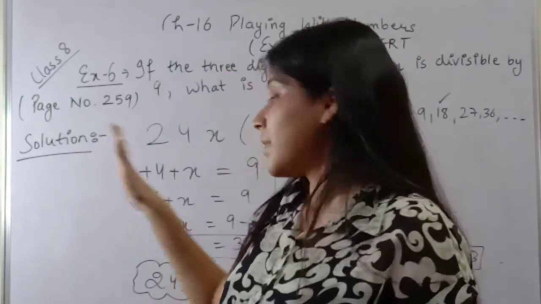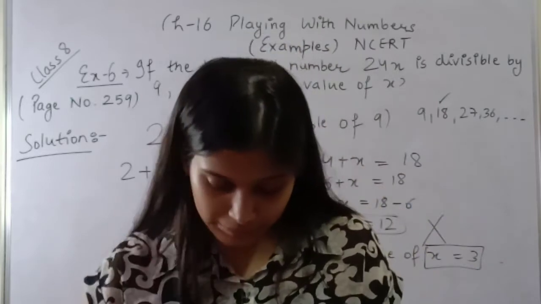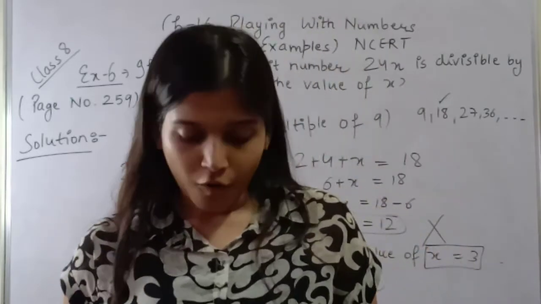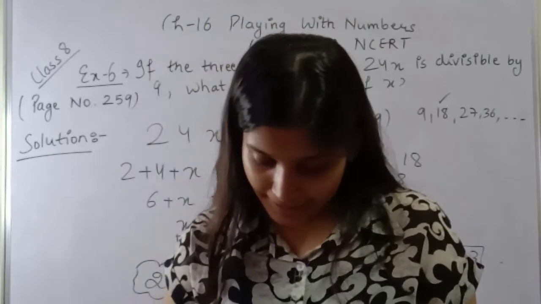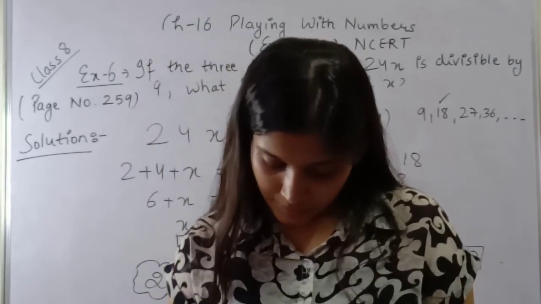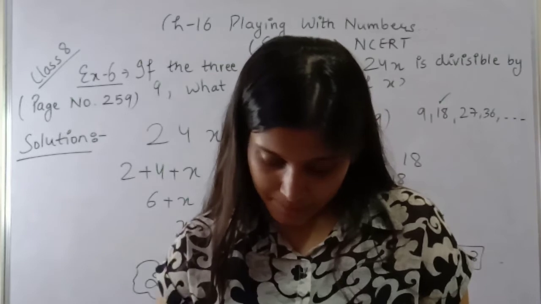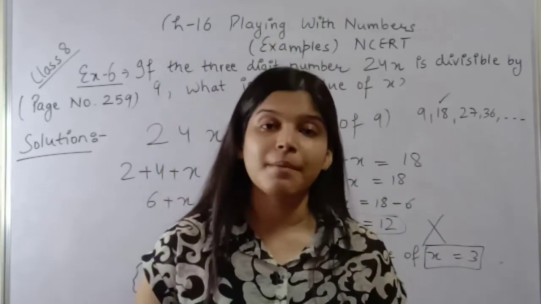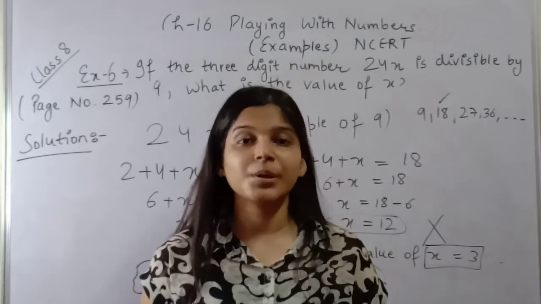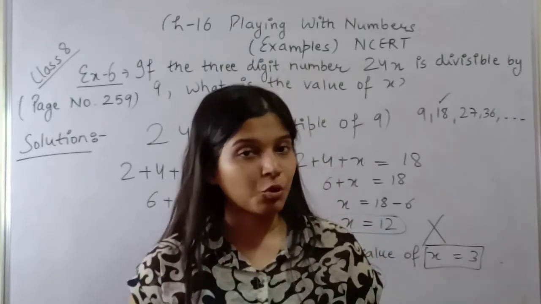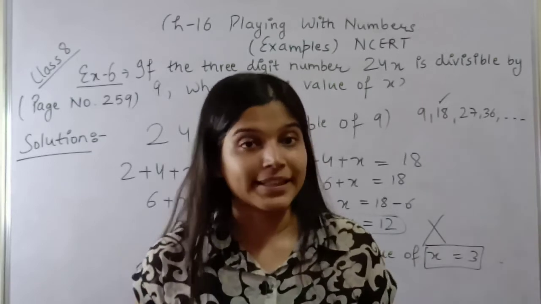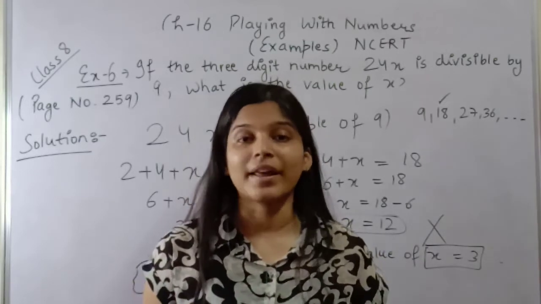Okay? So this was our example number 6 of chapter number 16. Now let's come to example number 7. Now only 2 examples are left. Example number 7 and example number 8. Let's complete those examples as well. Then this chapter would be totally complete. Then we'll be starting with a new one.